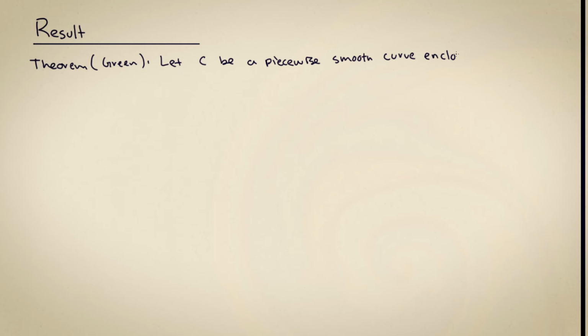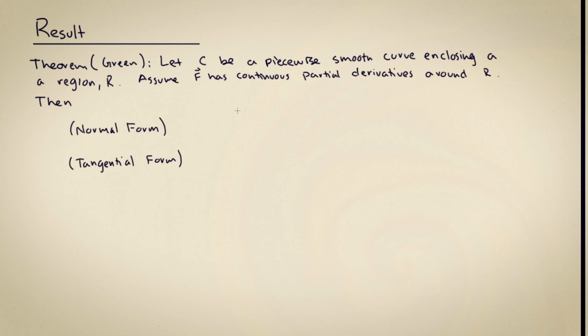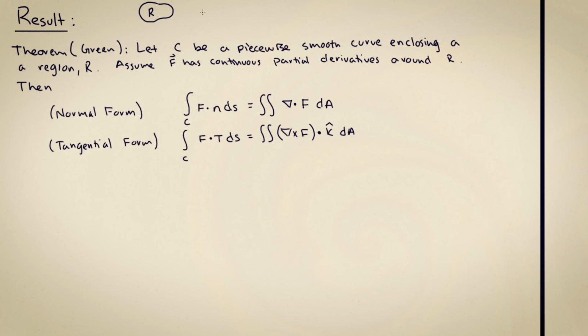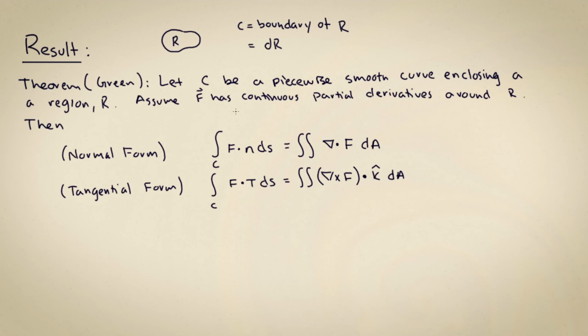Okay, so here it is. We've got it now, Green's theorem. So we're going to imagine a region, and we're going to call the boundary of the region C. So that's going to be some kind of parameterized curve. Oftentimes you will see in math textbooks the boundary of a region also written del R.